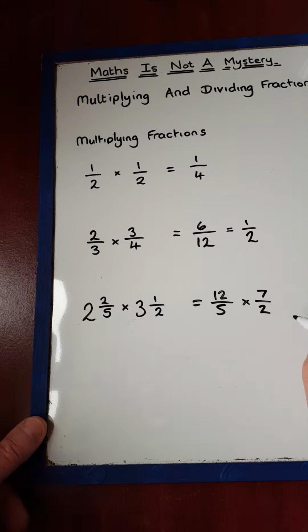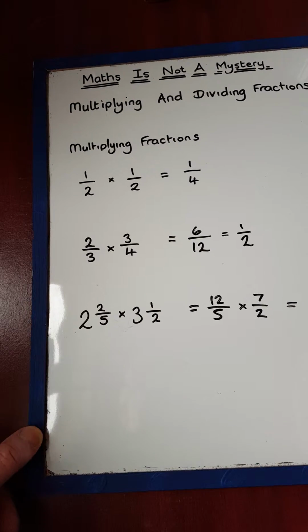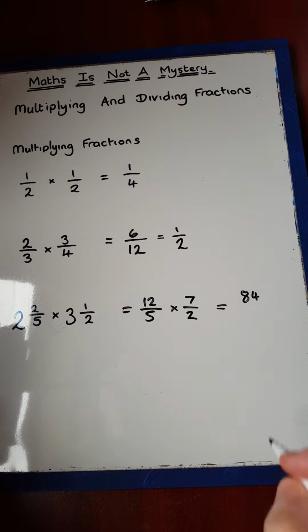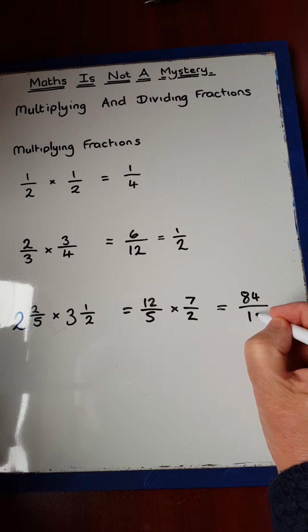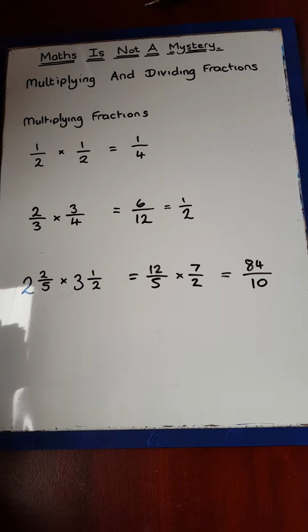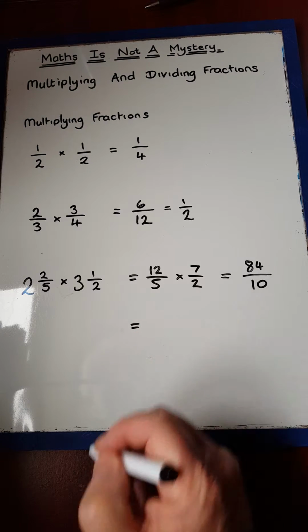Okay, do the multiplication next. 12 sevens are 84. 5 2s are 10. Your answer is 84 over 10. That's a bit unwieldy. You can see why they call the next stage simplifying, can't you? Let's simplify 84 over 10.